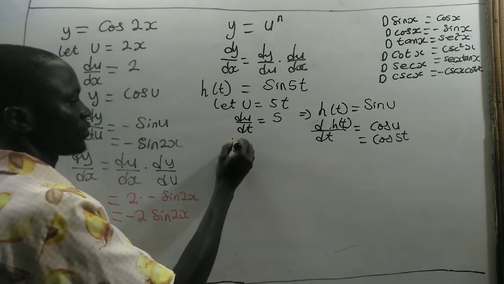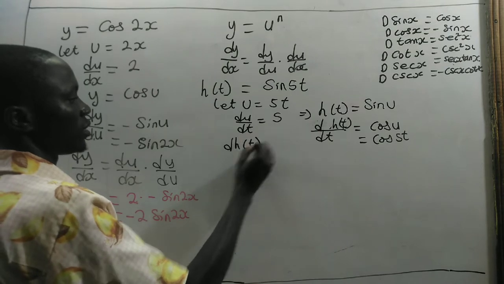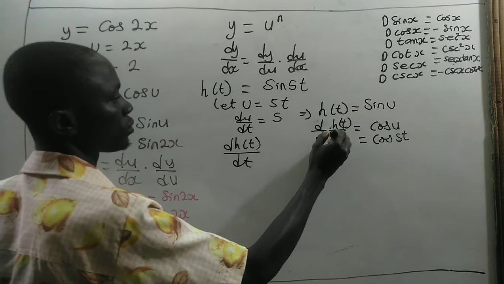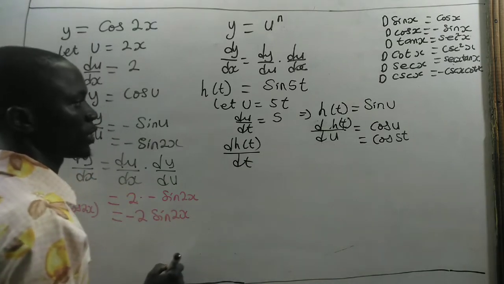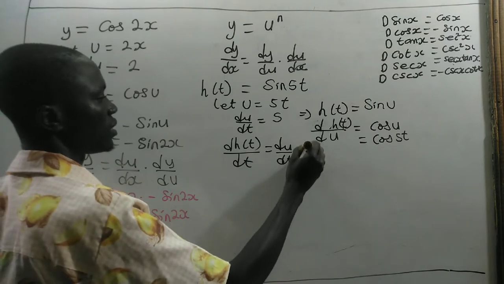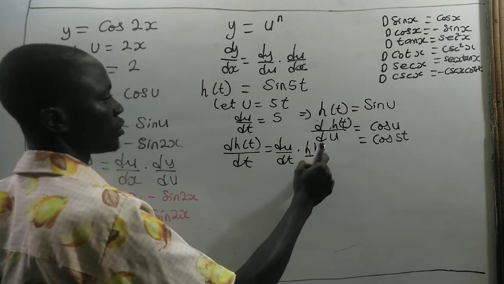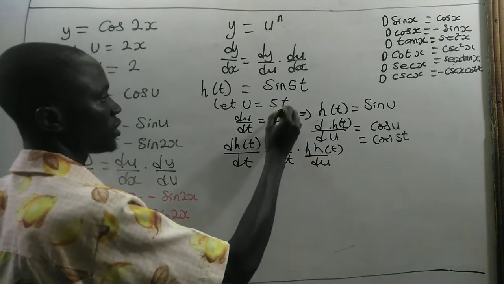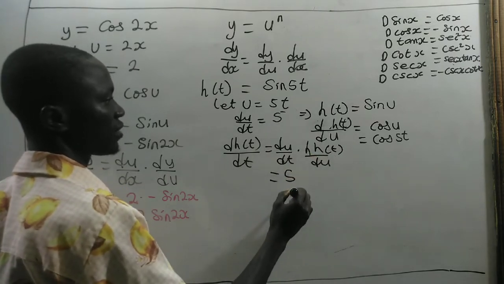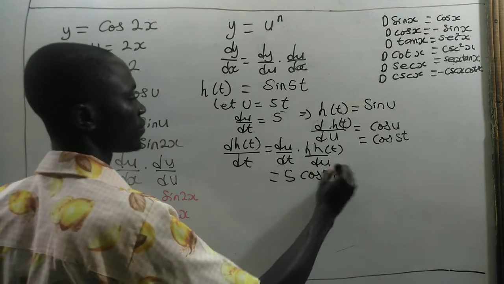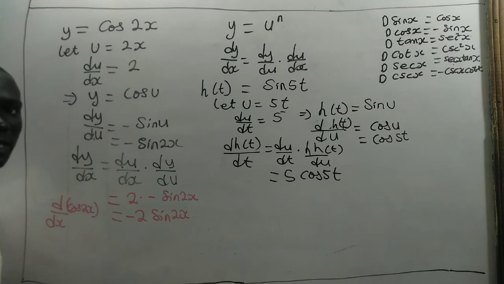So here the derivative of h of t with respect to t, oh, here it is with respect to u, right? With respect to t is equal to the derivative of u with respect to t times the derivative of h of t with respect to u, and that will give us 5 times cosine of 5t. That is as simple as that.